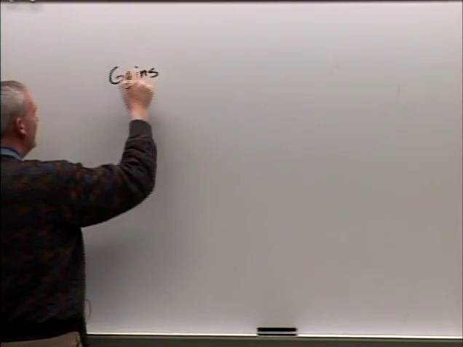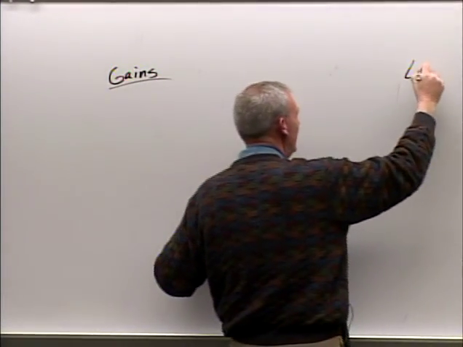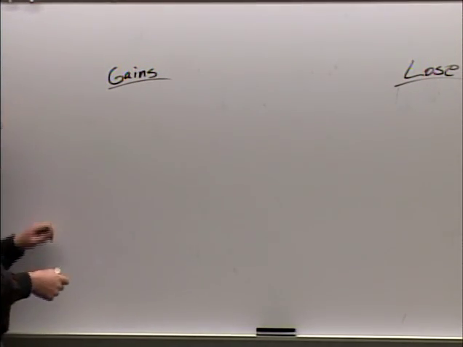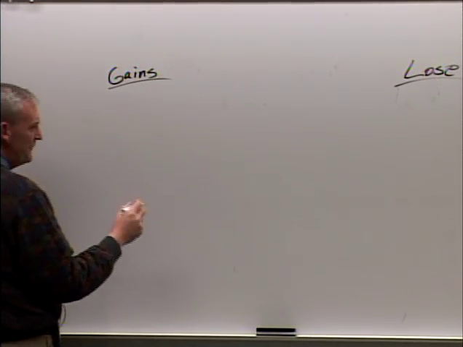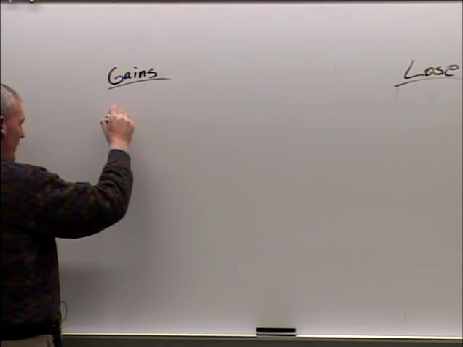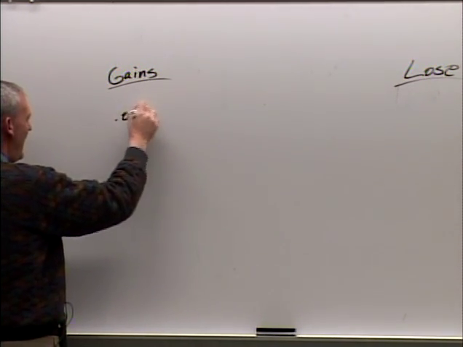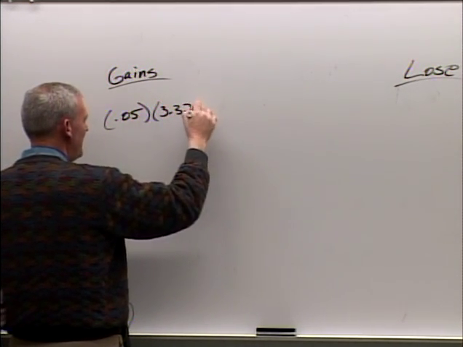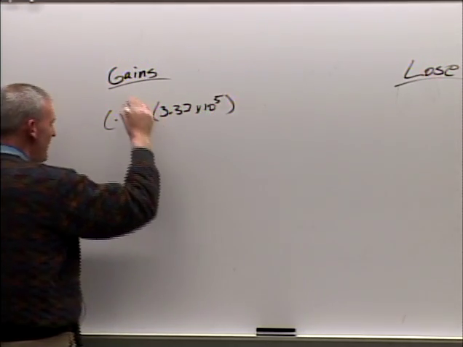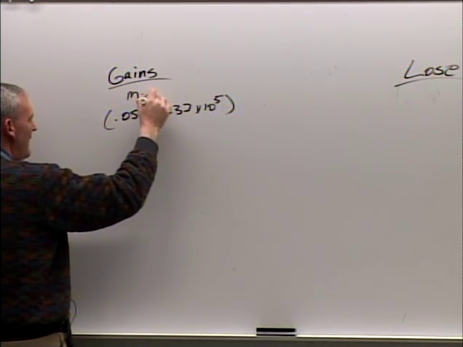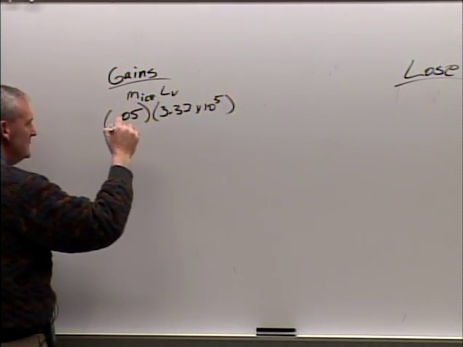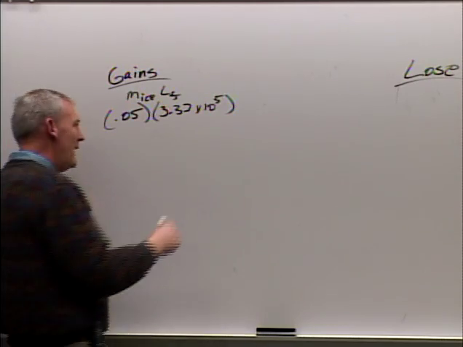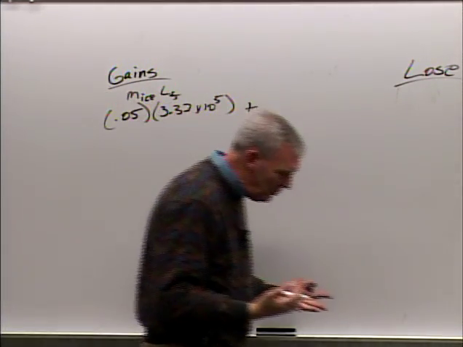Gains, loss, lose, loss, whatever. Okay, so the ice is going to be 0.05 times 3.33 times 10 to the fifth. This is my m L_V. M of ice times L_V. No, L_F. I did that this afternoon too. L_F. Plus, it will turn into water.